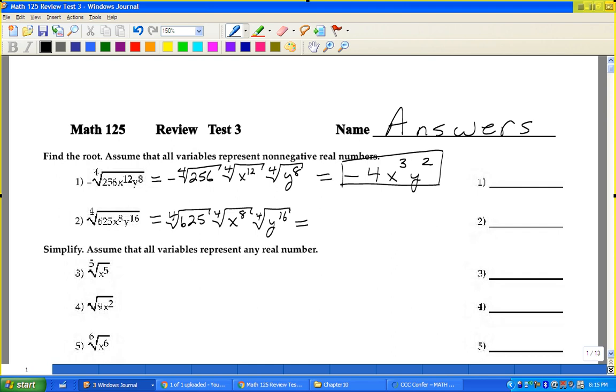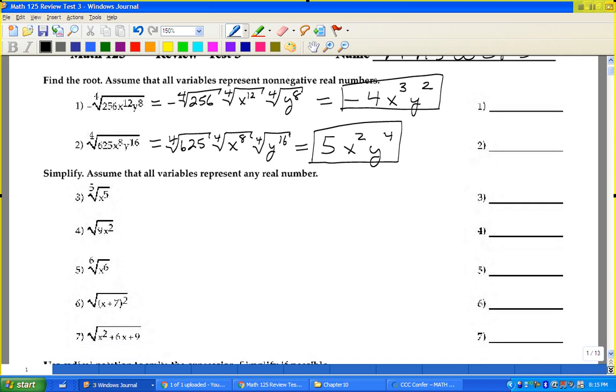Since 5 times 5 is 25, times 5 is 125, times 5 is 625. The fourth root of x to the 8 is 8 divided by 4 is 2, so it's x squared. The fourth root of y to the 16, 16 divided by 4 is 4, so y to the 4. And that is your answer. Okay. Any questions on that?